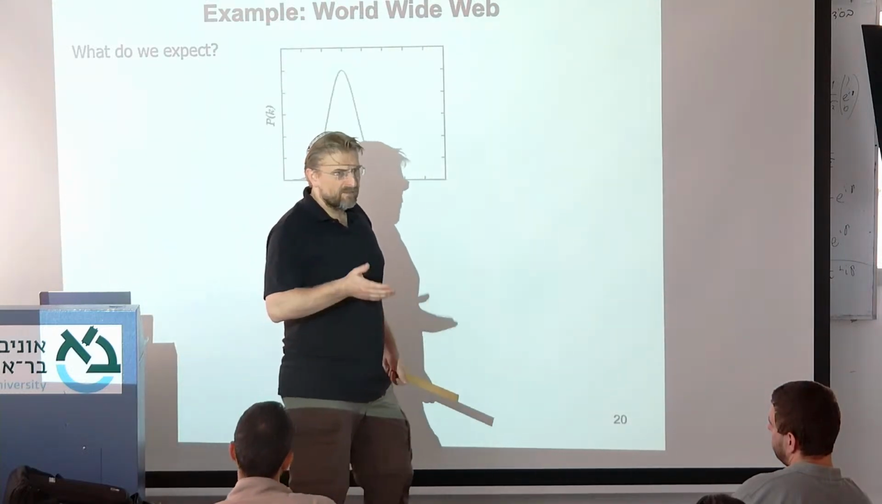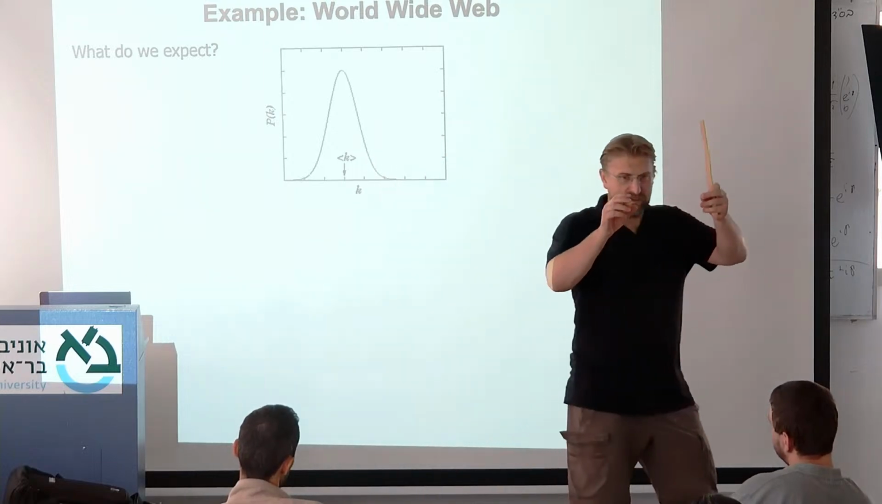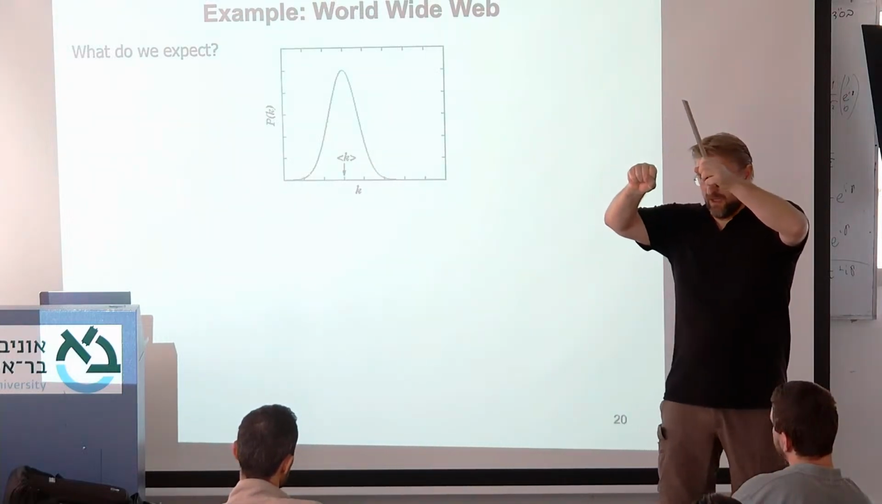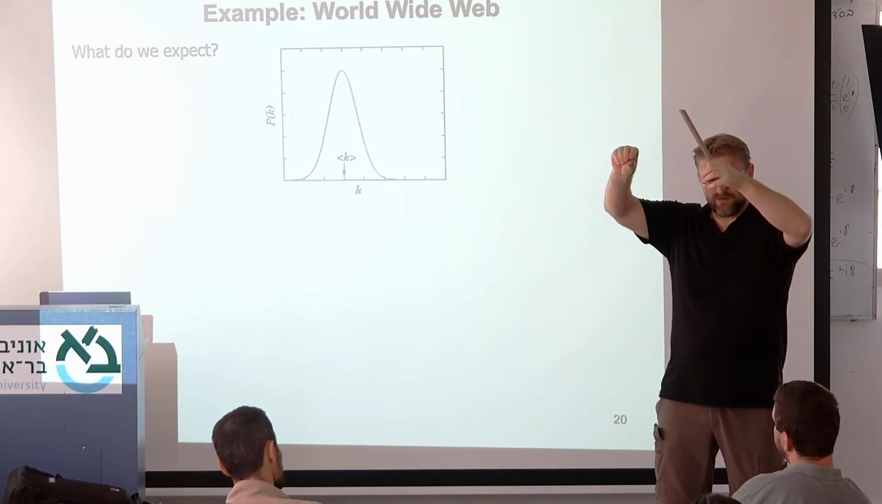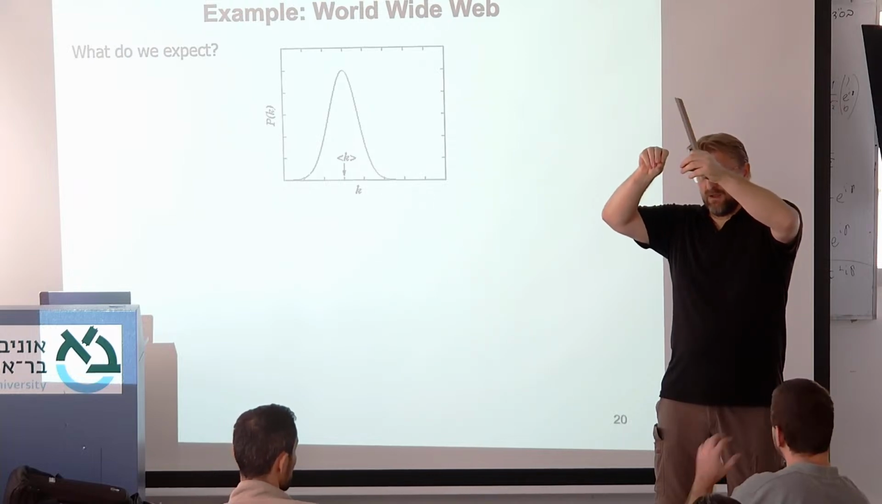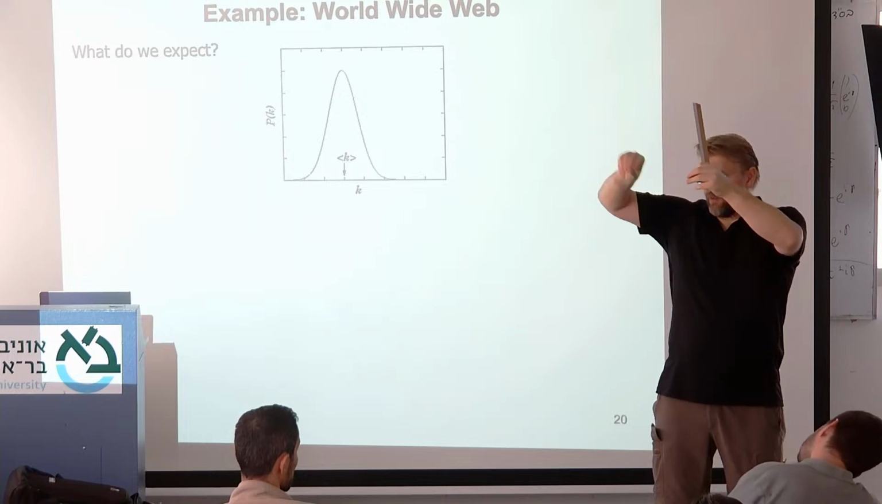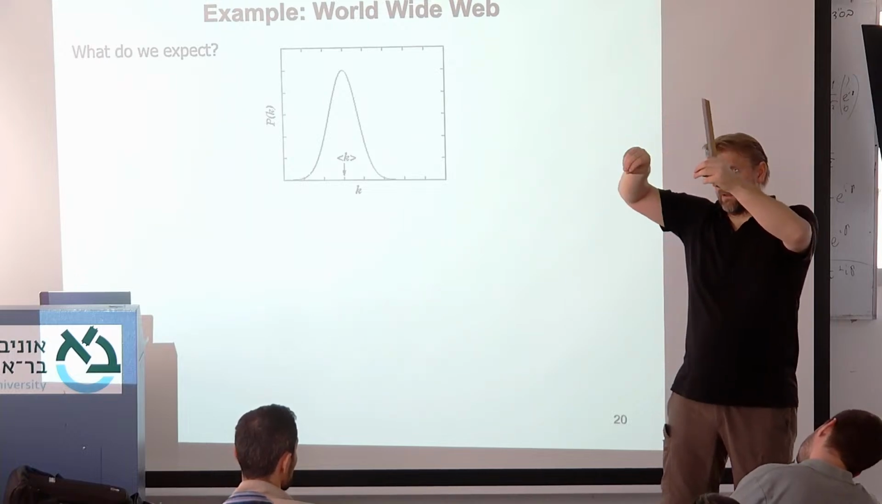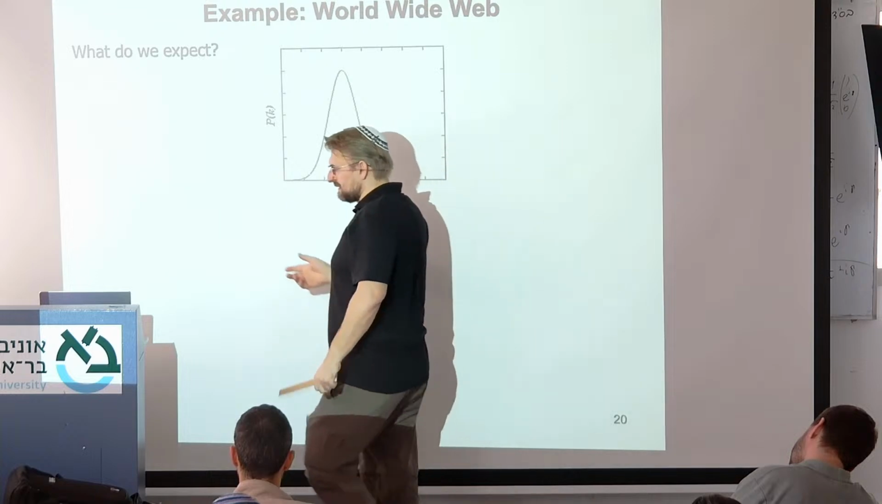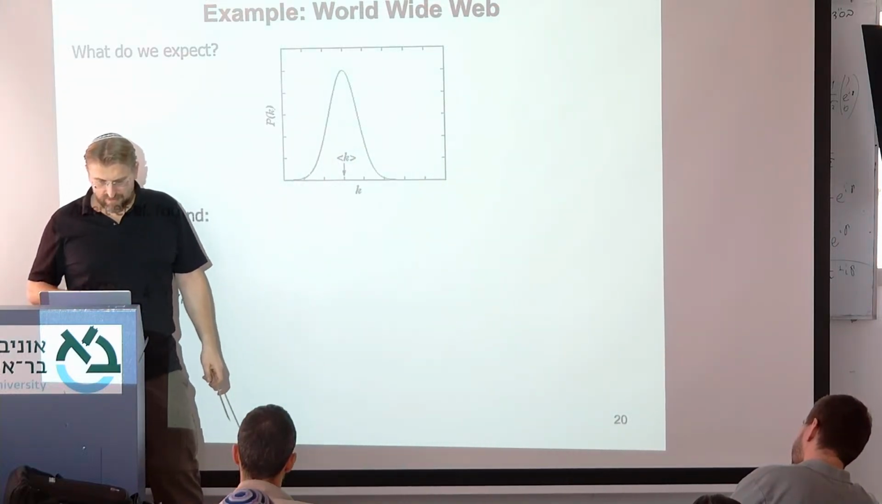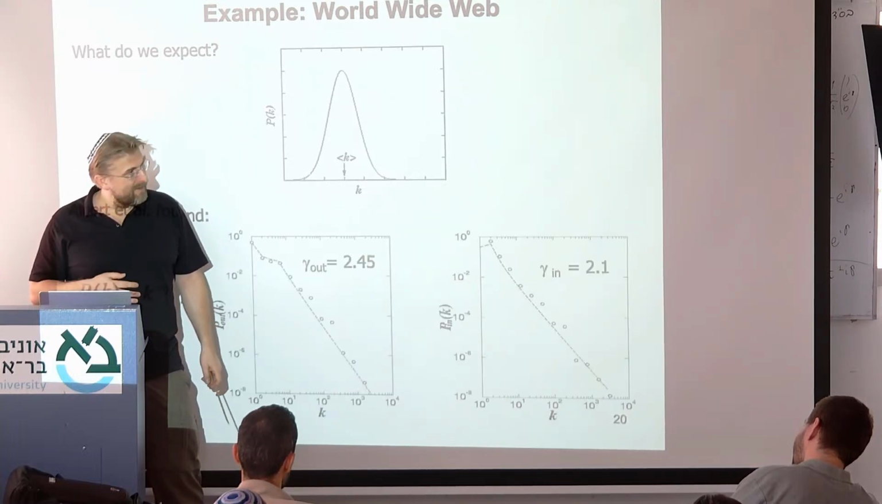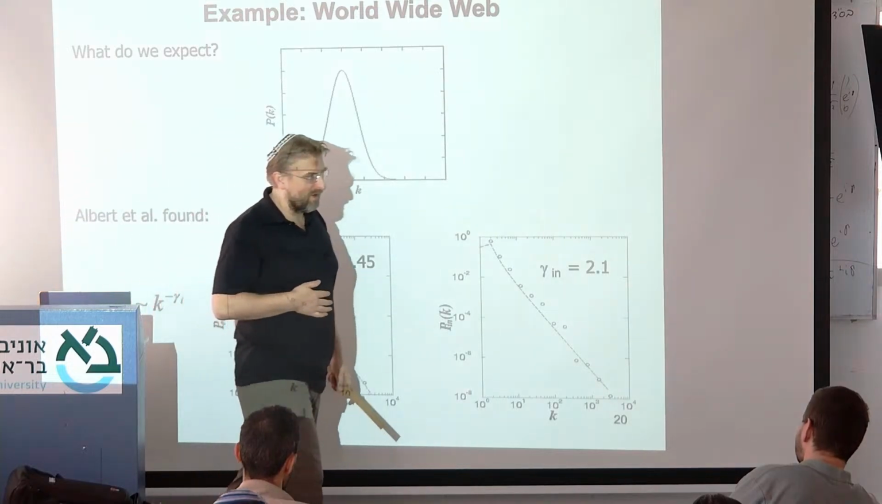What would we expect? A Poisson distribution. They basically had a script that followed links and made the statistics, so from which domain it reached how many websites. They made the statistics. They would have expected a Poisson distribution, but they got a power law. Okay, they got a power law.